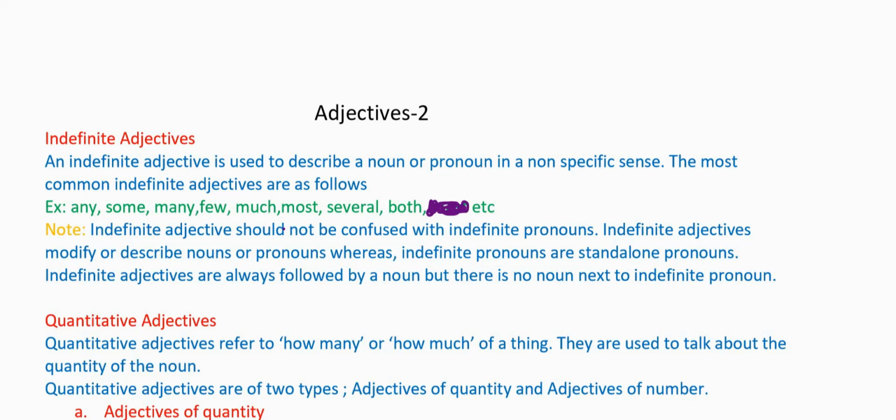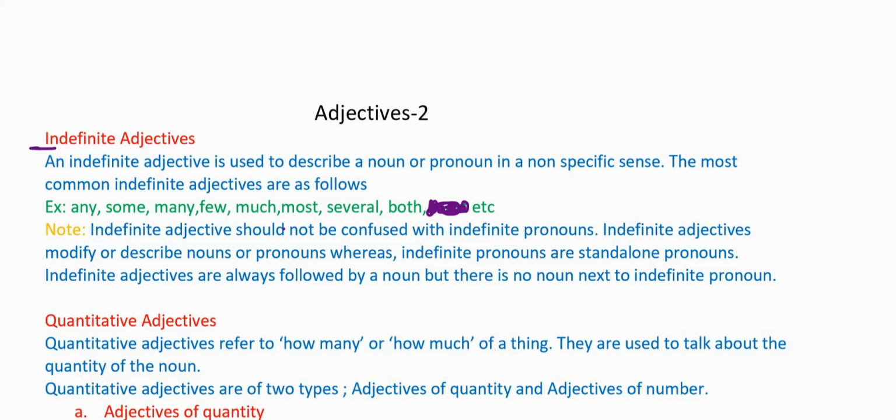Now we all know what is the job of an adjective. An adjective is a word which describes or gives us more detail or information about a noun or a pronoun in a sentence. Now the word indefinite means something which is not specific or something which is not definite. Hence, indefinite adjectives are used to describe a noun or a pronoun in a non-specific sense.